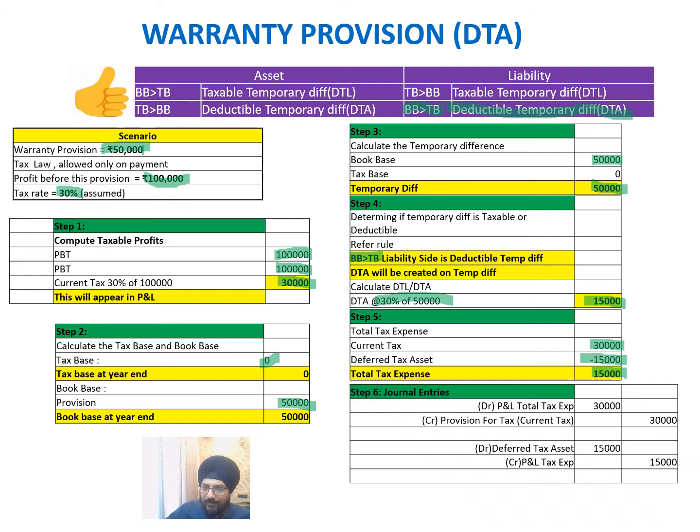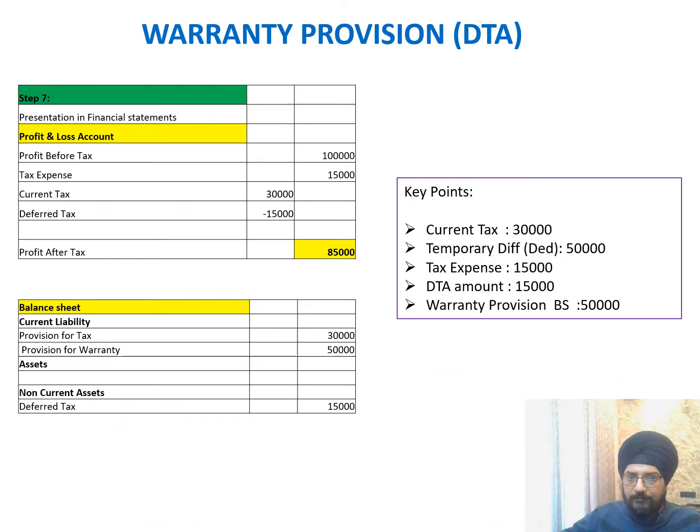So what will be the entries? We have to create two entries here again. First is my P&L debit to my provision for taxation, which is to the extent of 30,000 rupees, which is my current tax. And second, we have to create one more entry of deferred tax asset to my P&L, which is on account of the 15,000 for which we have created the DTA. Now we'll quickly go to the next slide and see the impact on my financial statements.